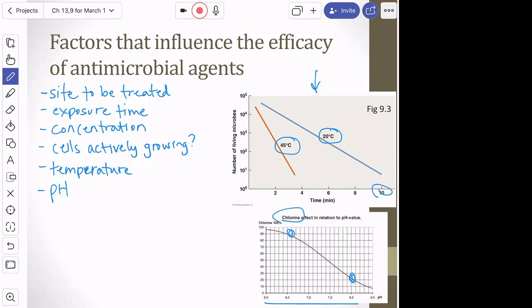And lastly, one that we tend to kind of forget about: is there organic matter present?